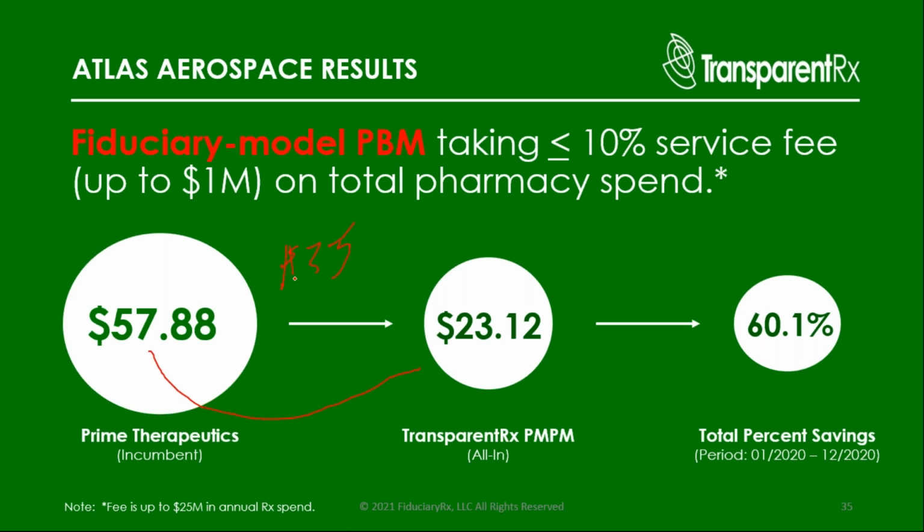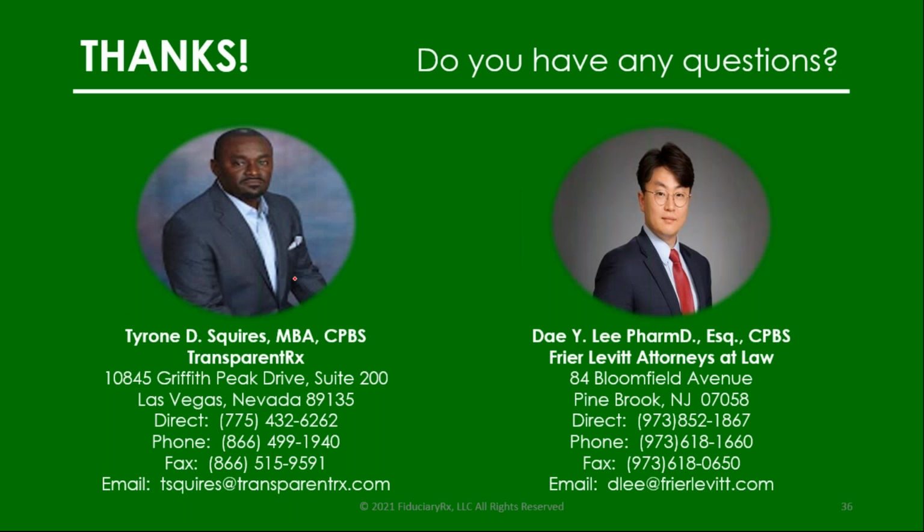Our all-in cost includes our fee. It's net of rebates. It includes claims costs. And they were $35. They were charging more to be their PBM than the drugs actually cost. That is the result of when you win a radically transparent PBM deal. All right, that is our time today.